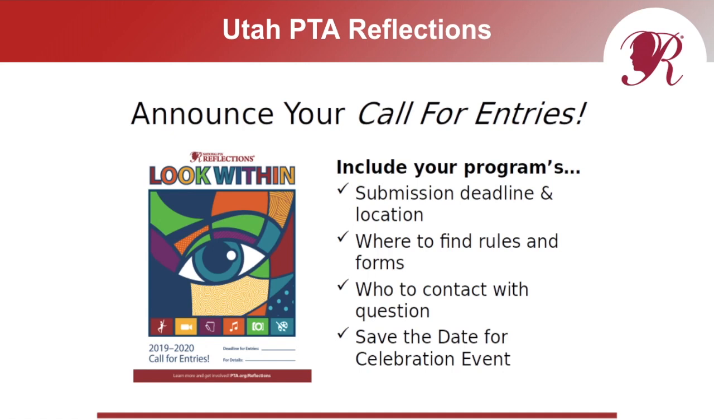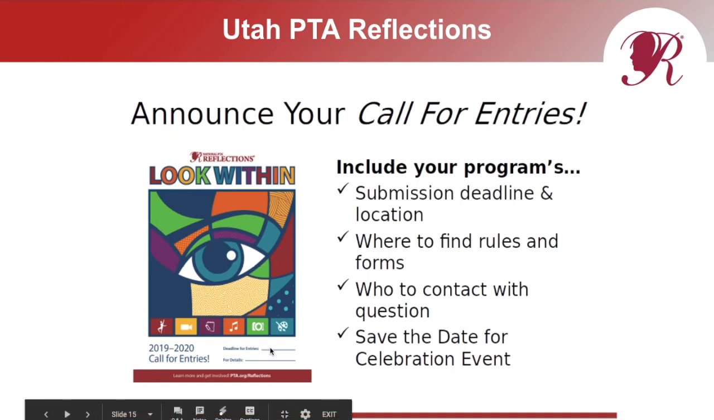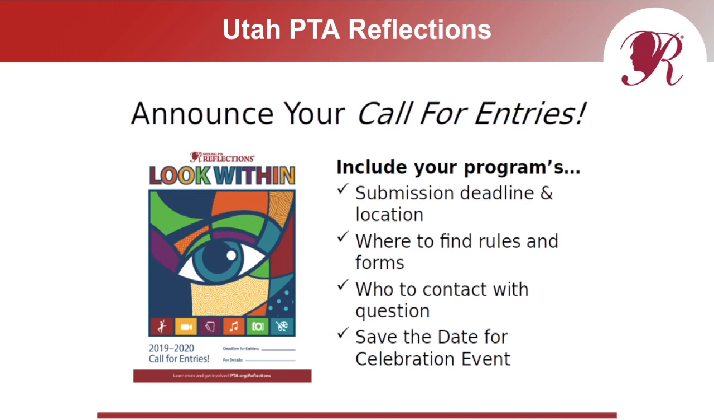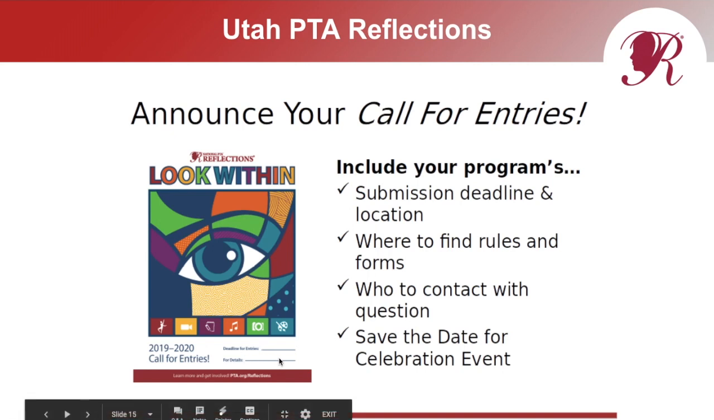Okay, so when you're announcing your call for entries, you can get these posters that we talked about before. There's also yard signs. You can print this in black and white or in color, and you can make them big or small, whatever works for you and your budget. Make sure to include the submission deadline down here, so you'll fill that in yourself, and where to turn the entries in, whether you collect them in a library, in the front office, or on the stage, wherever you're allowed to collect them. Let them know where they can find the rules and the forms. Let them know who to contact with questions, so that would be your name and contact information. And if you are announcing it ahead of time, let them know when the celebration event will be held.